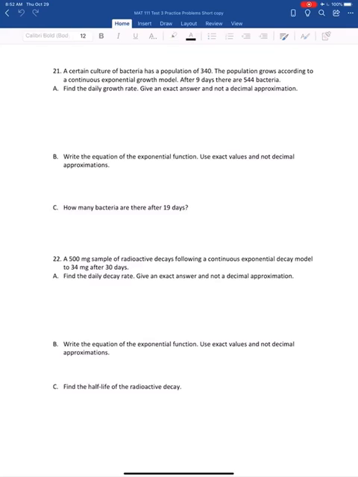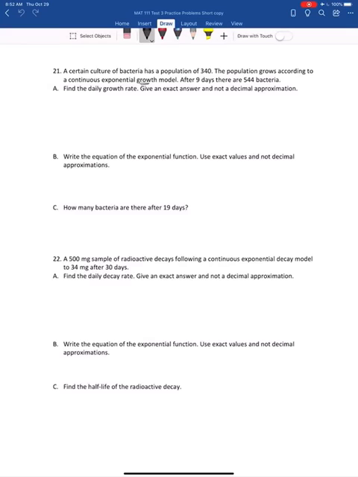Here in number 21, it says a certain culture of bacteria has a population of 340. The population grows according to a continuous exponential growth model. After 9 days, there are 544 bacteria. Find the daily growth rate. Give an exact answer and not a decimal approximation. So we're looking at this problem here.